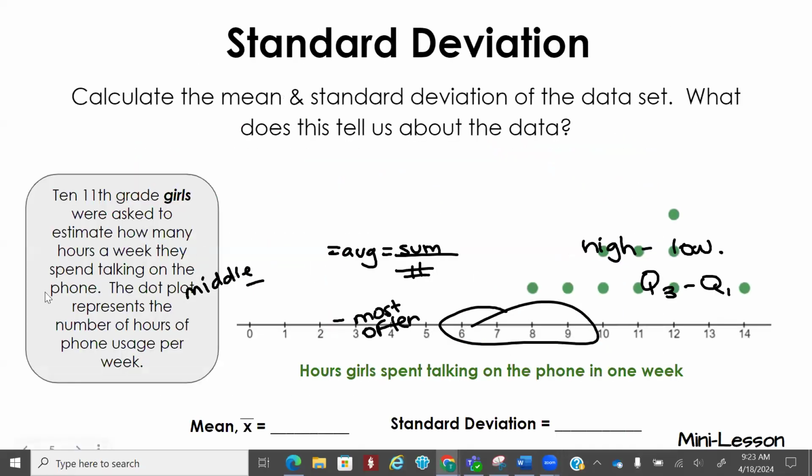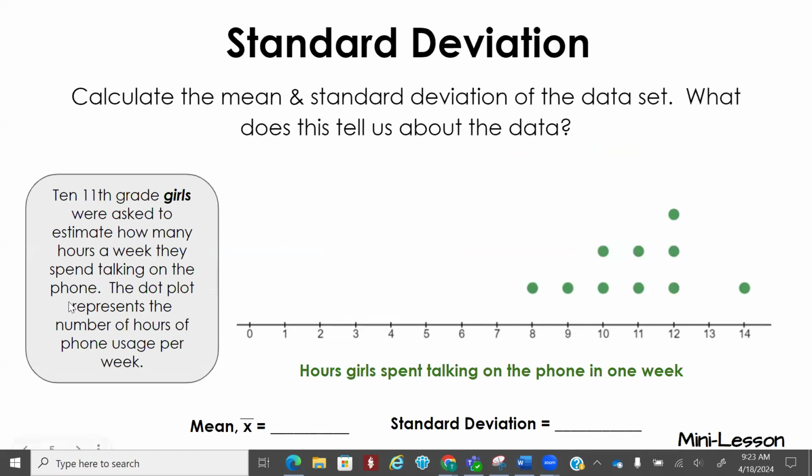Calculate the mean and standard deviation of the data set. All right. If you have not been paying attention, now's the time to pay attention. So 10 11th grade girls were asked to estimate how many hours a week they spend talking on the phone. The dot plot represents the number of hours of phone usage per week. Okay, first things first. When you get a dot plot, you need to make the list of numbers out. So for instance, there's 1 dot on 8, so we're going to have one 8.